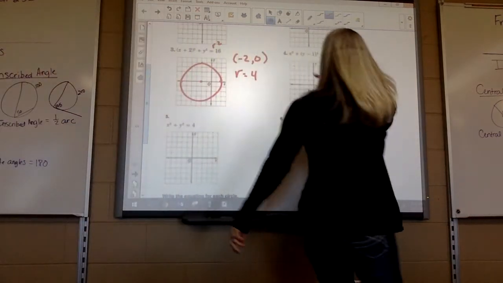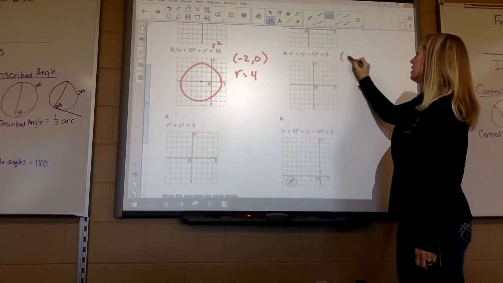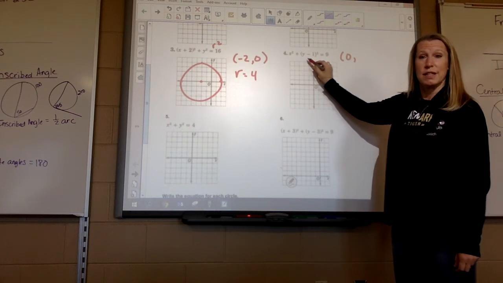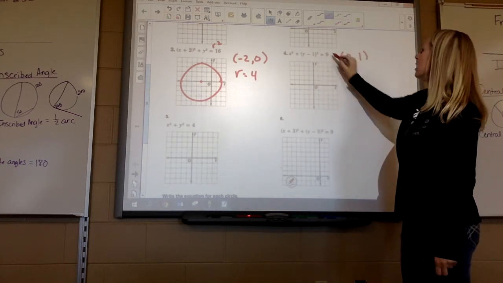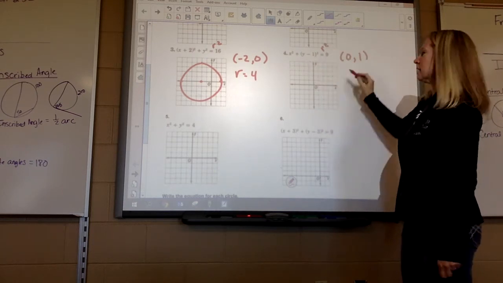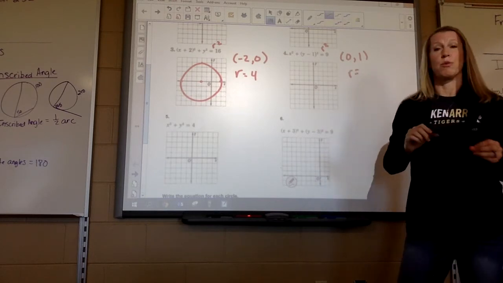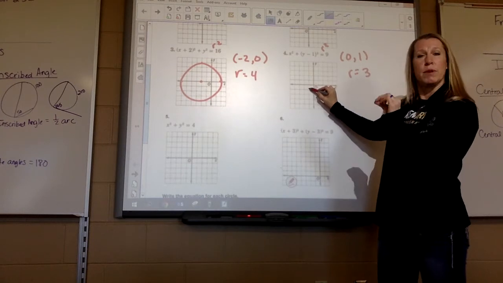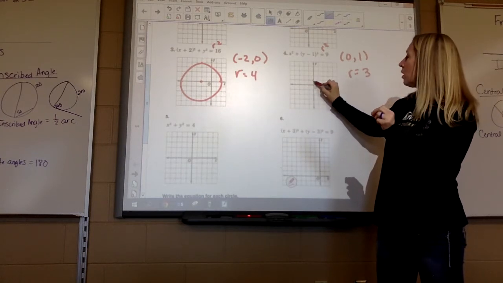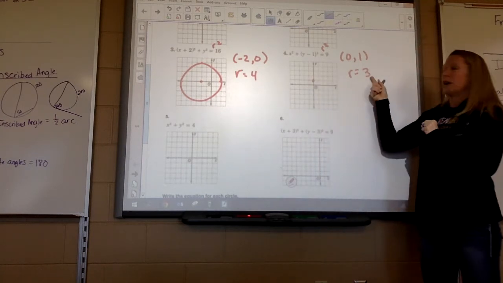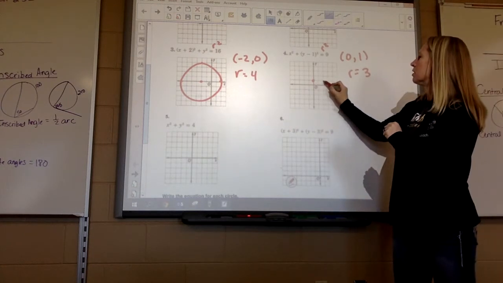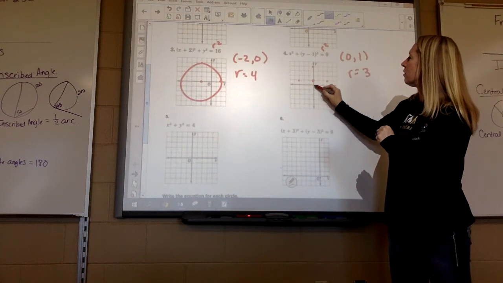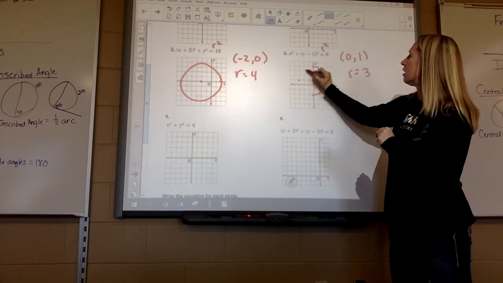So this one, notice it's just x squared. So it'd be 0, comma. Now that looks like a negative 1, so what is it? Positive 1. Your radius squared is 9, so that means your radius would be the square root of 9, which is 3. So 0, comma 1, we don't go right or left any, we go up 1, and your radius is 3. So 1, 2, 3, 1, 2, 3, 1, 2, 3, 1, 2, 3.